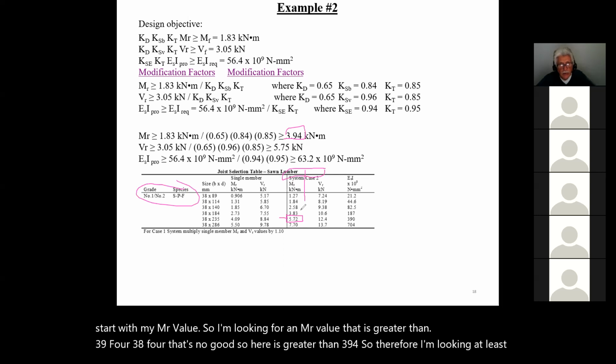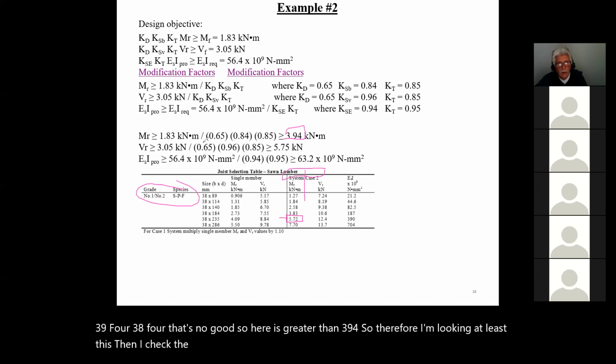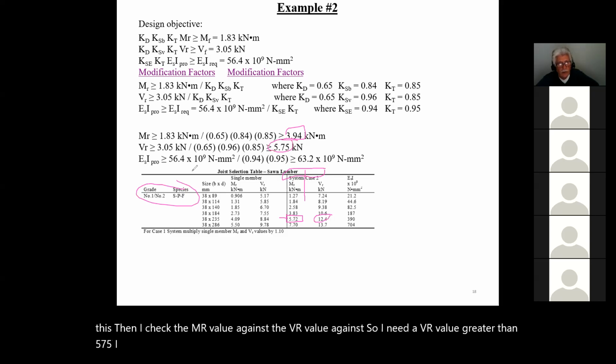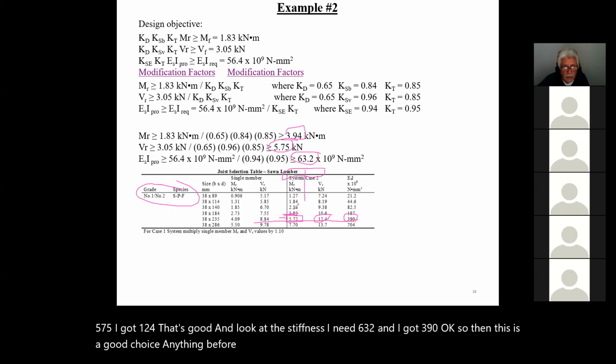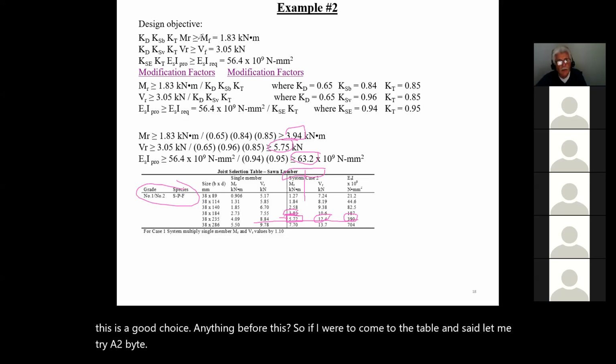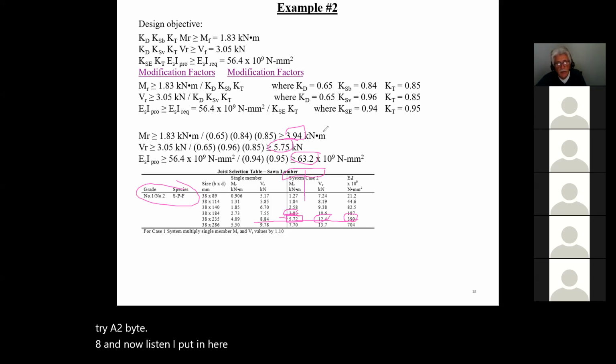Then I check against the VR value. I need a VR value greater than 5.75. I got 12.4, that's good. And I look at the stiffness, I need 63.2 and I got 390. So then this is a good choice. Anything before this, in other words, if I had come to the table and said, well, let me try a 2x8, and put it in here, you would have ended up getting something less than this.